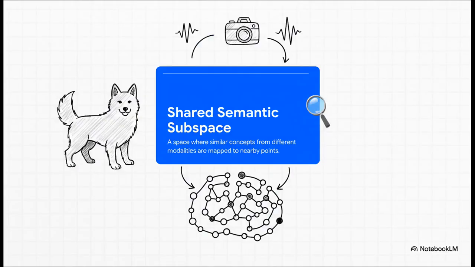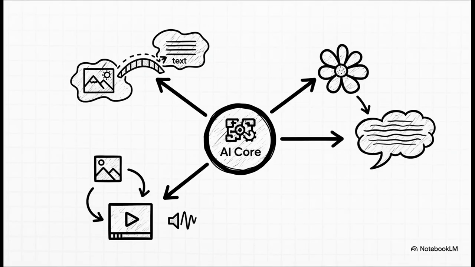Well, the key idea is creating something called a shared semantic subspace. Now, I know that sounds super technical, but think of it like a universal map of meaning that lives inside the AI. On this map, the AI learns to place things that mean the same thing really close together, no matter what they are. So the sound of a dog barking, the text that says a furry canine, and a photo of a golden retriever all get mapped to the same neighborhood on this map. They become linked.